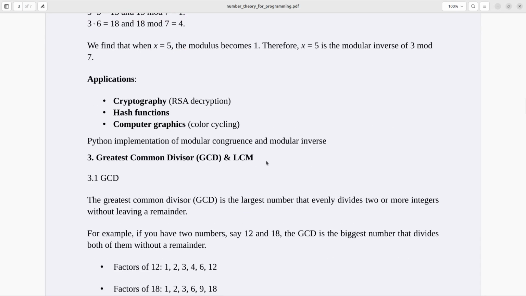So let us see the applications of modular arithmetic. We can use them in cryptography, say the RSA decryption. We can also use modular arithmetic in hash functions, and we can also use modular arithmetic in computer graphics like the color cycling process, okay? So let us see how we can implement modular congruence and modular inverse in Python.